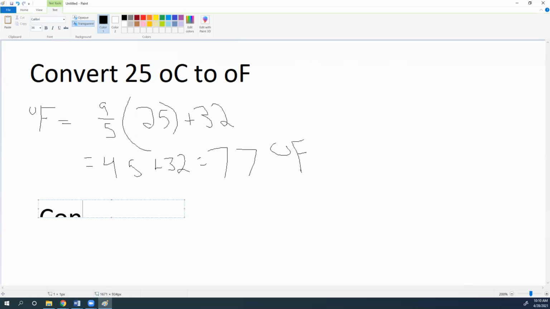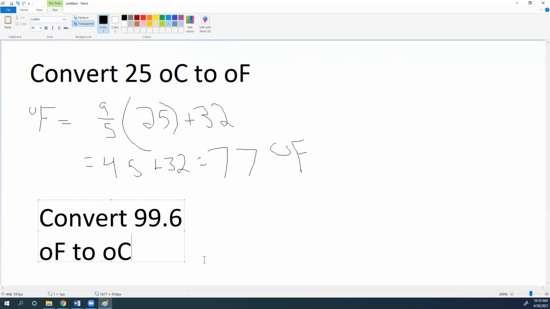Kelvin, you have to remember this? No. There's no direct way to do Fahrenheit to Kelvin. There is, but it's easier just to do stepwise.